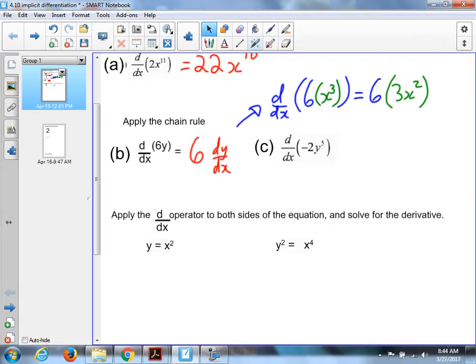Treat it as if it was an x expression, the y to the 5. But it's a mismatch, so you've got to tag on something at the end.